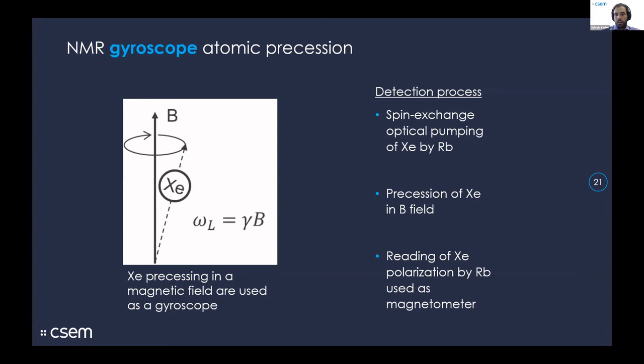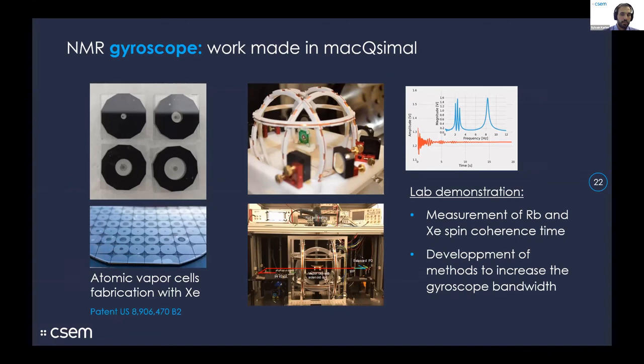So within Maximal, the role of CSEM here was first to produce the atomic vapor cells with xenon, which we did with our patented technology that I described before. And the second goal was also to contribute to the laboratory demonstration of the gyroscope on two main topics. The first one being the measurement of rubidium and xenon spin coherence time. And the other being the development of an interrogation scheme to improve the system bandwidth, which is a very important parameter for a gyroscope.